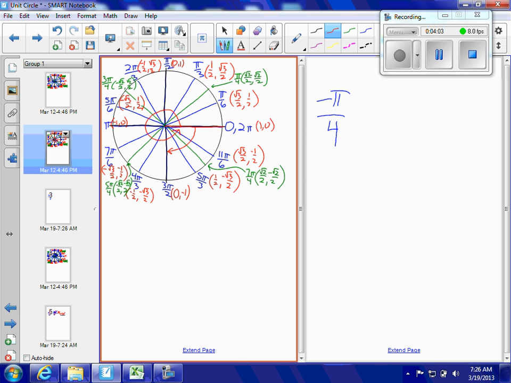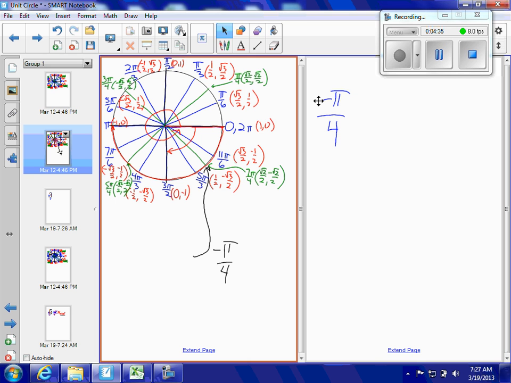Well, I've divided my unit circle up into many different slices, and I know that from this spot right here, going negative to that spot right there is negative pi. Well, if I divided that into 4, it means I've gone to this spot right there. I've gone negative pi over 4.